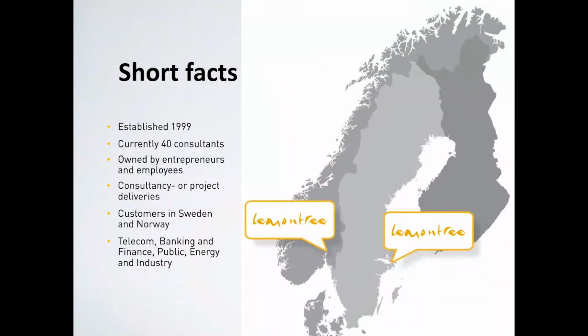First, I just wanted to give you some short information about Lemontree if you're not familiar with our history since before. We were established in 1999 and have been working with testing and automation for over 20 years now. We have customers both in Sweden and in Norway, mostly in telecom, public, energy, and industry. We have a few partners that we work with, their tools and their products, and we also have our consultancy and project deliveries with our 40 consultants that we are today.